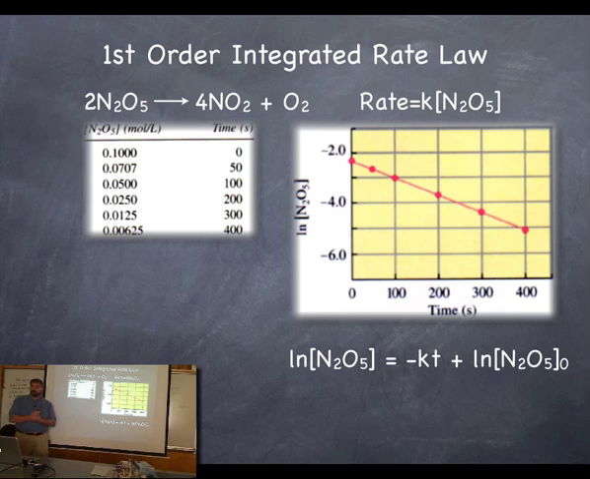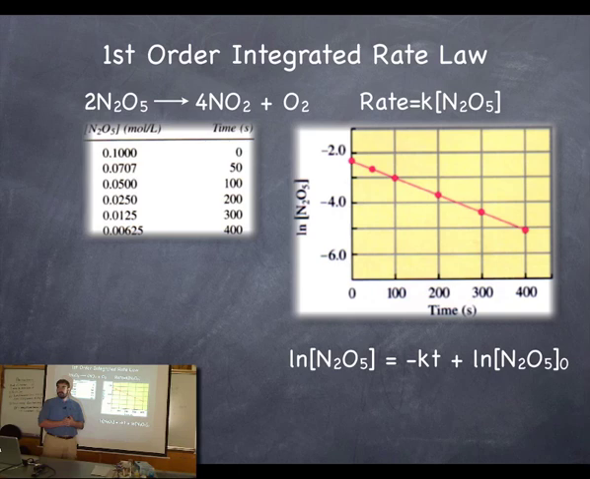What is the zero coefficient of? The 0 here means initial, or starting at time equals 0. Why did you put a negative? That's the way the math comes out. It's calculus. If you integrated this, this is what you would get. This is the integrated rate law for a first order reaction.